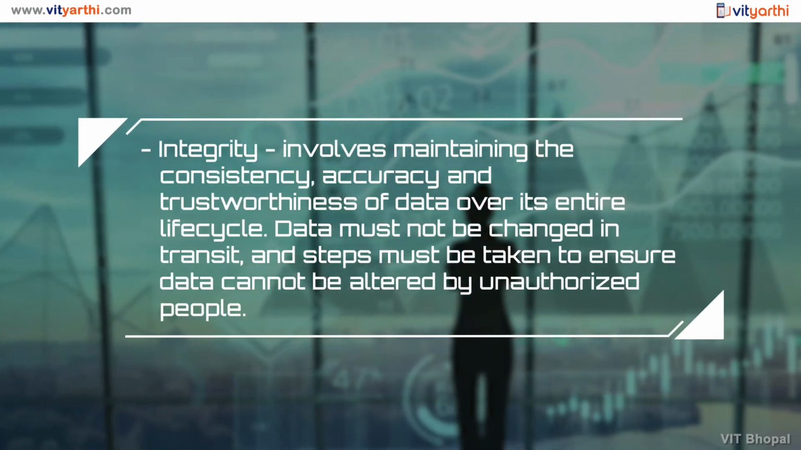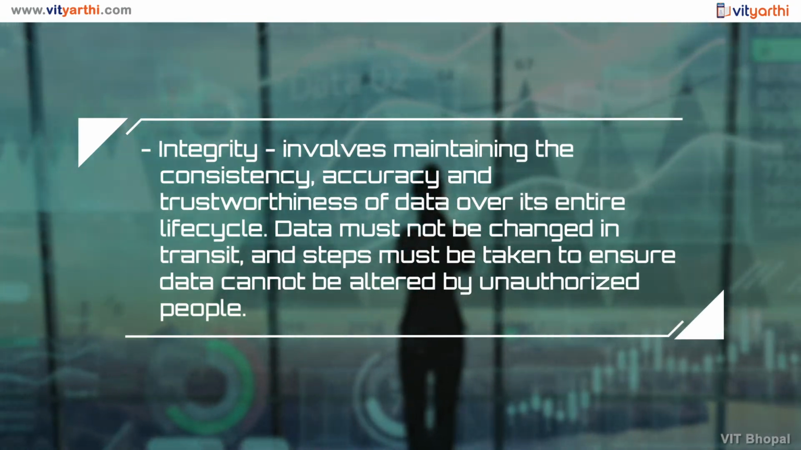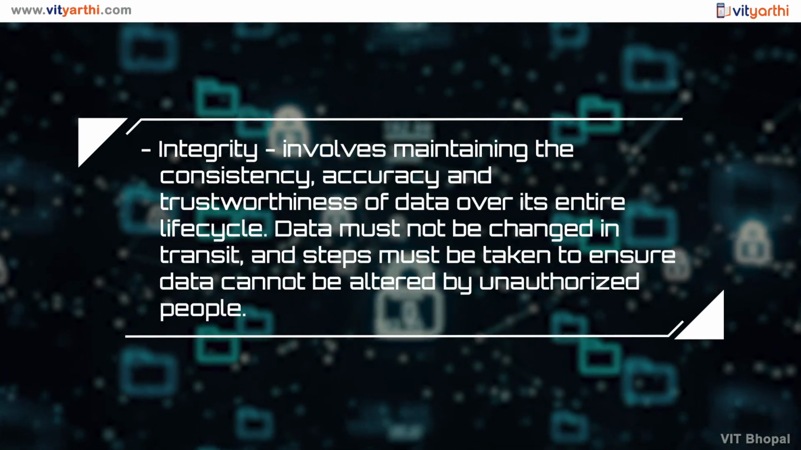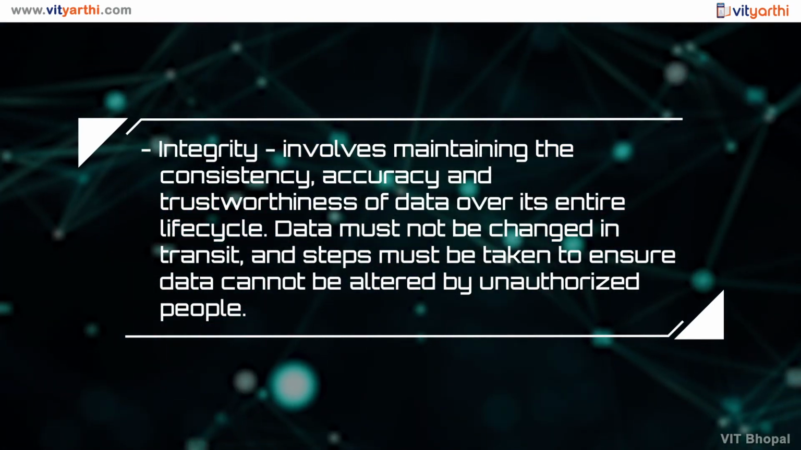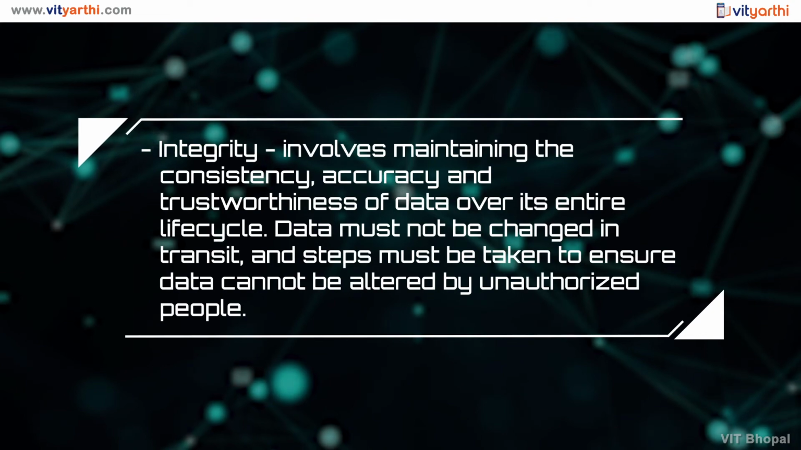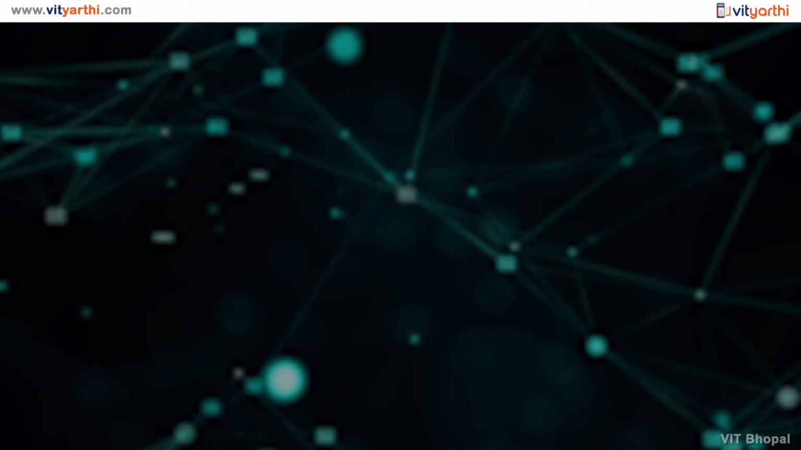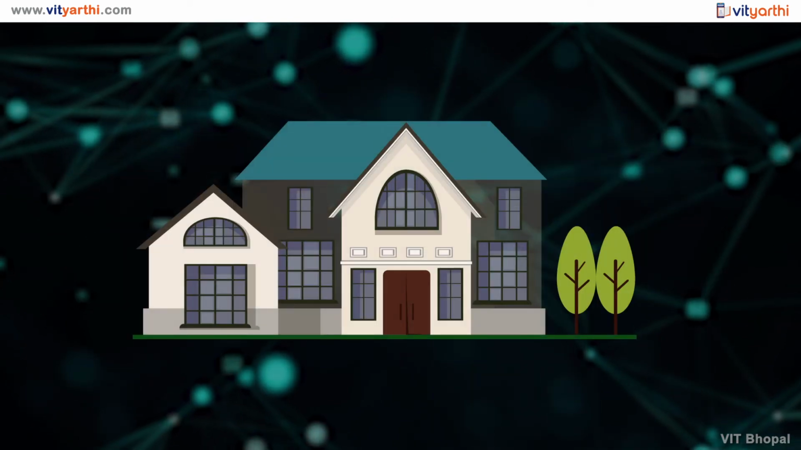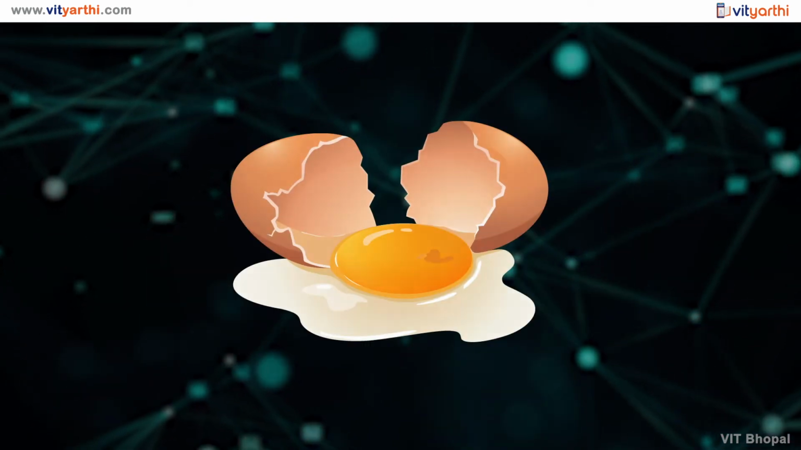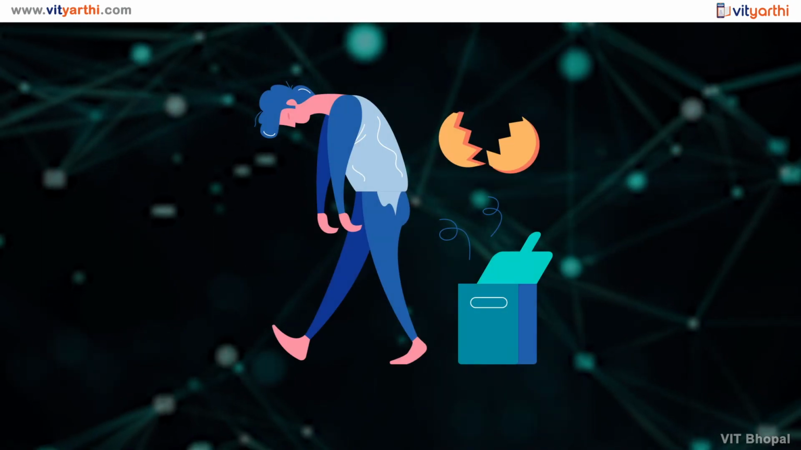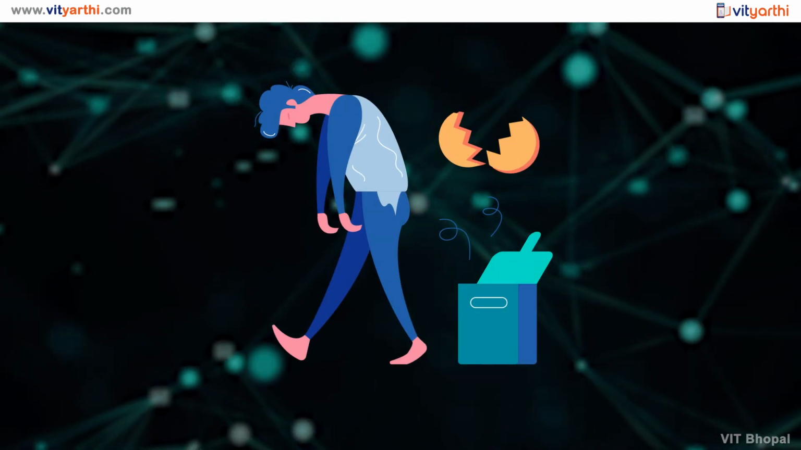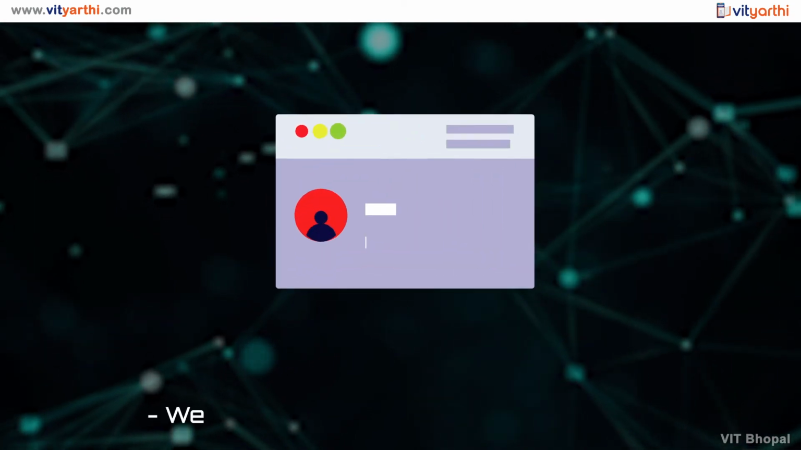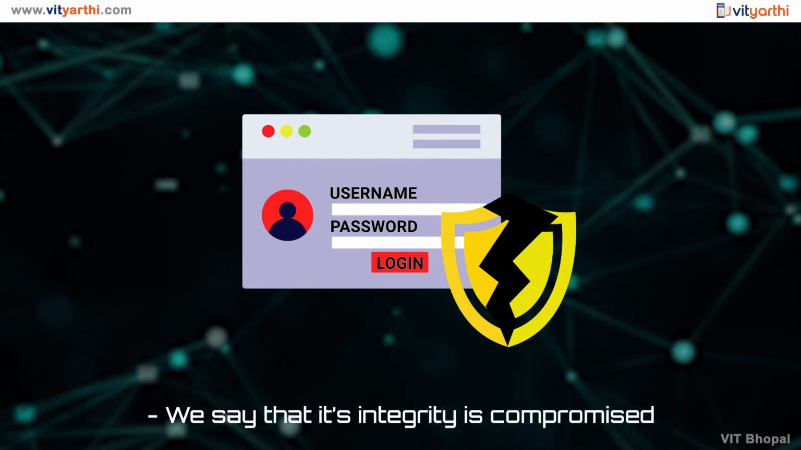Next up, we have integrity. It involves maintaining the consistency, accuracy, and trustworthiness of data over its entire life cycle. Data must not be changed in transit, and steps must be taken to ensure that data cannot be altered by unauthorized people. To put it in simple terms, let's say you buy eggs from the shop and you go to your home. Upon reaching, if you find the eggs broken, the integrity of the eggs is altered. It's broken and it's altered already. Your mom will scold you for sure. Make sure you don't let it happen. And likewise, if information is altered, we say that its integrity is compromised.